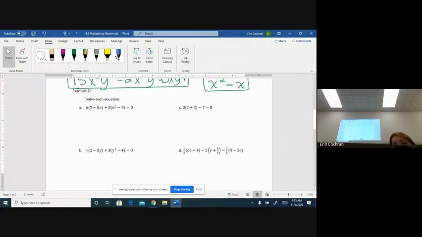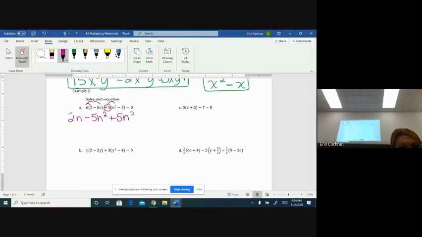What is the first step to solve any equation? Distribute. So n times 2 is 2n. N times negative 5n? Negative 5n squared, is that correct? Yep. All right, and then we're going to do a positive 5. So positive 5 times n squared is, good. Positive 5 times a negative 2? Negative 10 equals 0. All right.